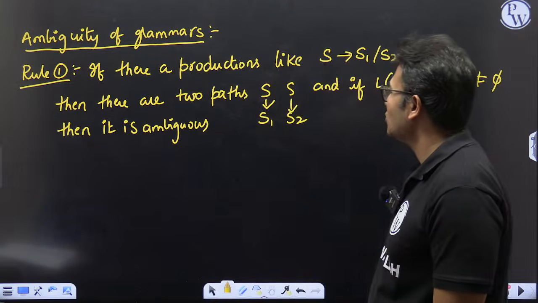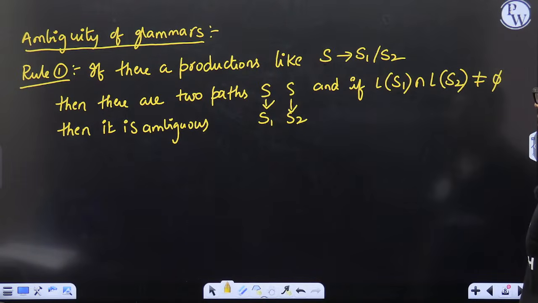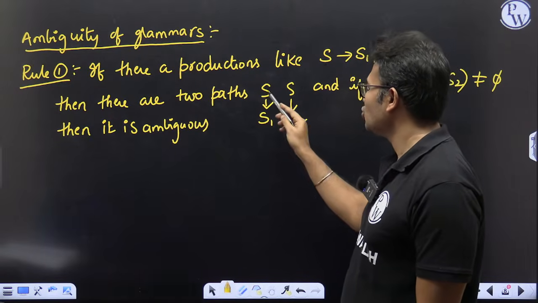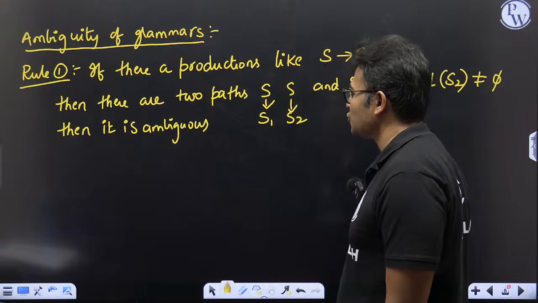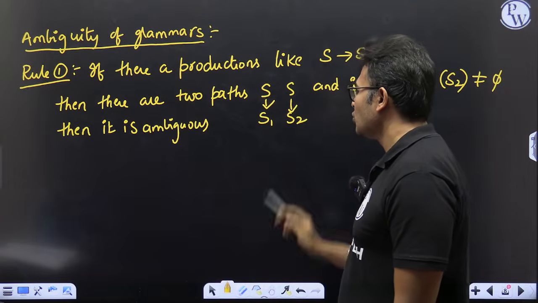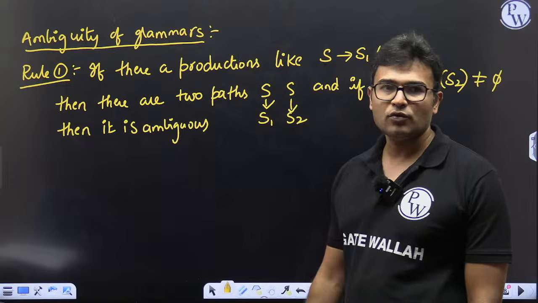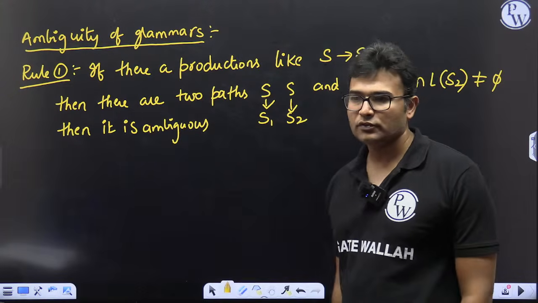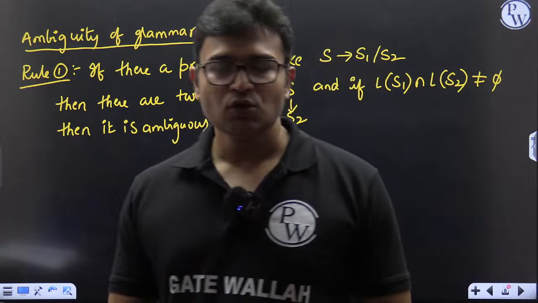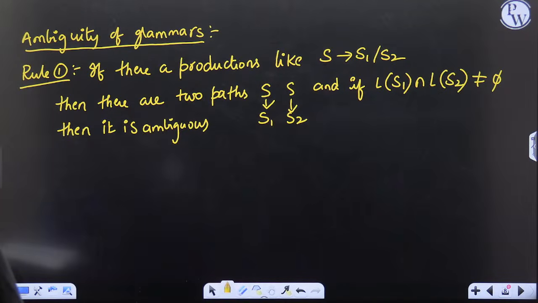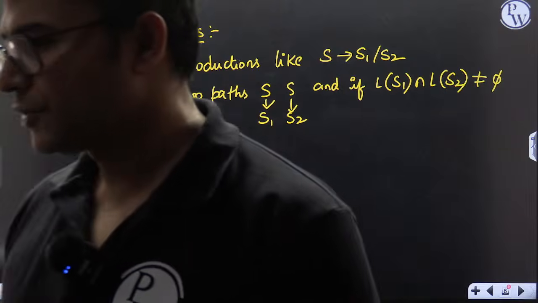What does it mean? If you have two productions, S derives S1 or S2, then we have two paths, S derives S1 and S derives S2. If S1 and S2 both derive a common string, then for that common string we have two parse trees.